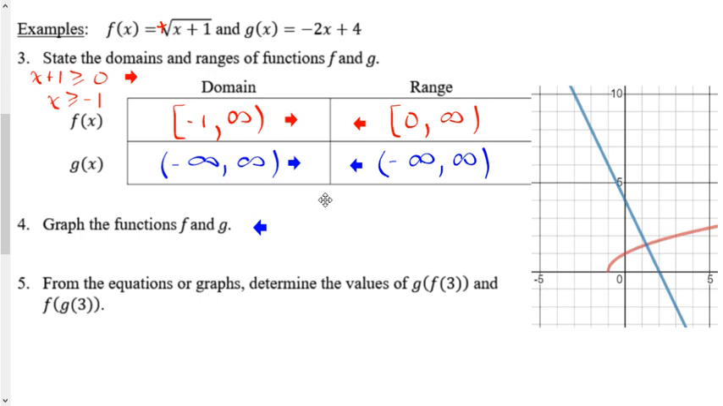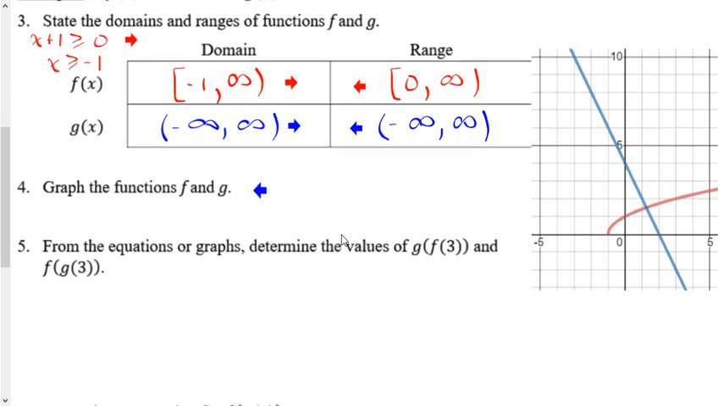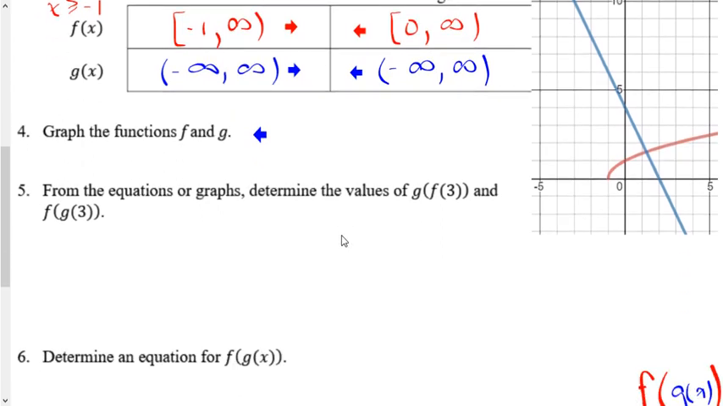Question number 5. From the equations or the graphs, we want to determine what is g of f of 3. So that composition, and let me review how we would do this using the graph to begin with. I'm going to start with my inside function, which is the red one. And so I want to find out what is f of 3. In other words, if I plug a 3 into my inside function, remember that's the radical function, what do I get as output? Well, I look across and I see I get a 2 as output.